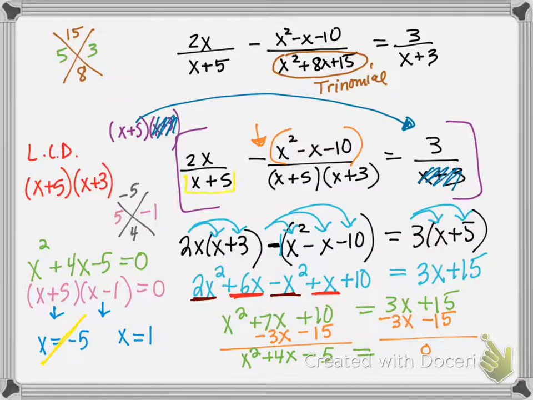Let's check 1. So obviously plugging in 1 here is fine because it doesn't make it a 0. I could plug in 1 here and I could plug in 1 here and that doesn't make it a 0. And lastly, the x plus 3, I could definitely plug in 1 there and it will not make that 0. So the only solution here is x equals 1.